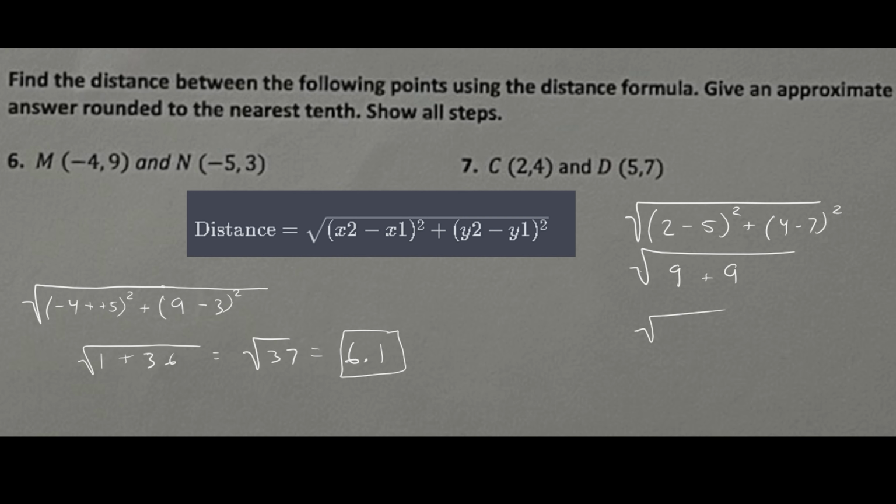So we're going to have the square root of 18, and the square root of 18 is going to be approximately 4.2426. But if we're rounding to the nearest tenth, it's just going to be 4.2. So the answer to this problem, or these two problems, are going to be 6.1 and 4.2.